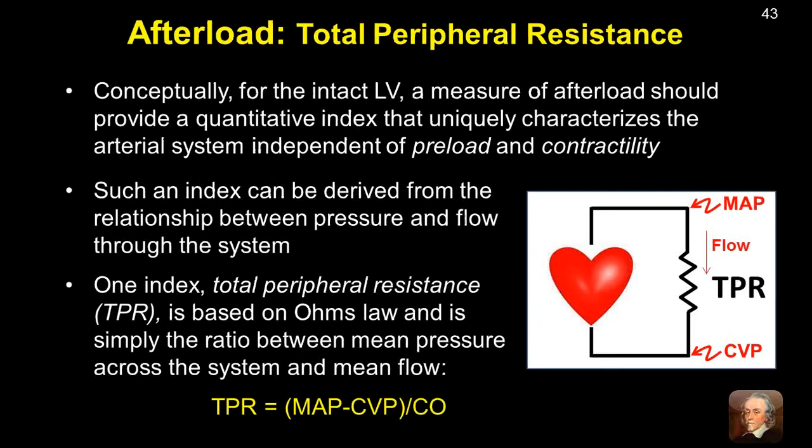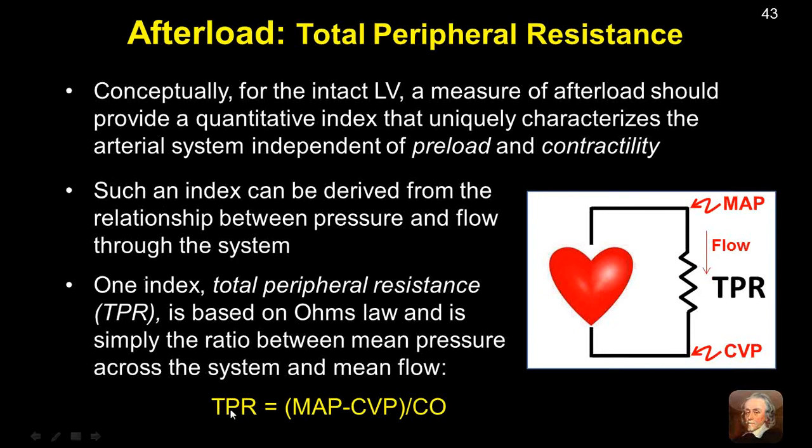The most common, I think most useful index of afterload is the total peripheral resistance, because conceptually, for the intact ventricle, we're looking for a measure of afterload that provides a quantitative index that uniquely characterizes the arterial system independent of what the heart is doing and what the preload system is doing, so independent of preload and afterload. Such an index can be derived from the relationship between the mean pressure and the mean flow through the system.